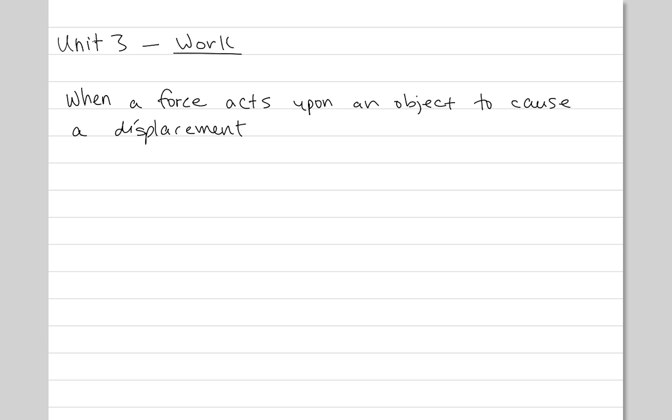What about with this box? Could I put a force on this box and move it? All right. So we can visualize that, right? Okay. So we're going to give you a definition.